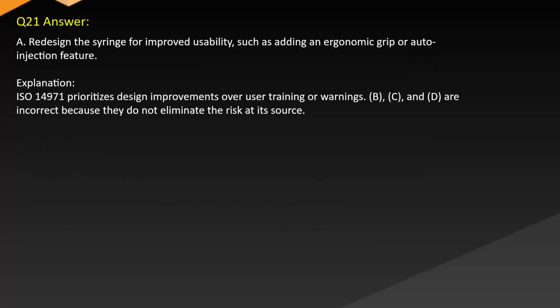Answer A. Redesign the syringe for improved usability, such as adding an ergonomic grip or auto-injection feature. Explanation: ISO 14971 prioritizes design improvements over user training or warnings. B, C, and D are incorrect because they do not eliminate the risk at its source.